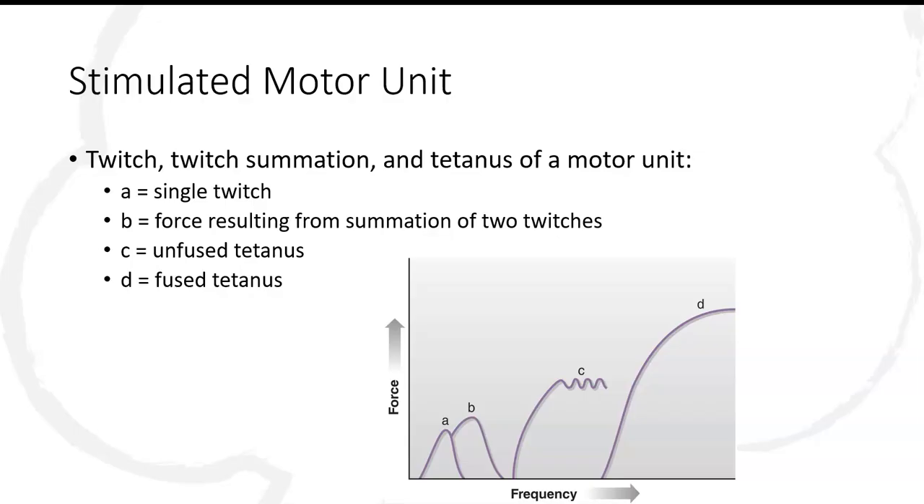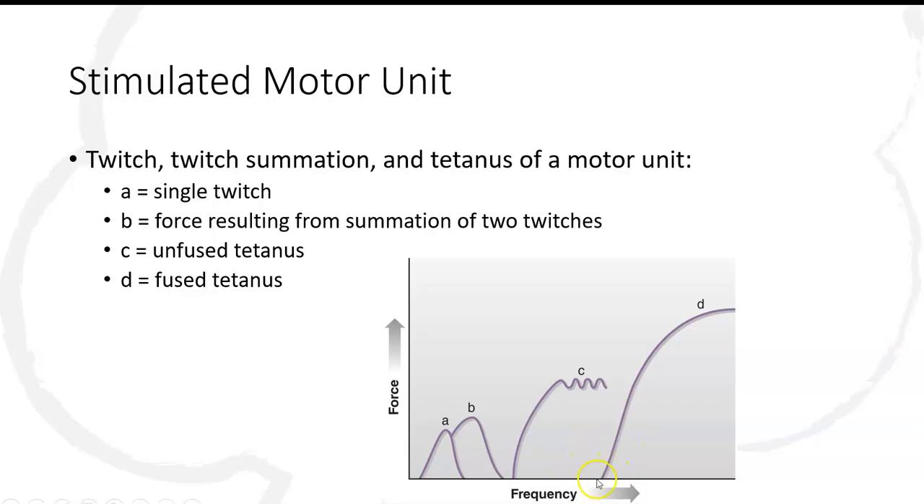You will see a twitch summation and then a tetanus of a motor unit, meaning again we are summating them, firing them more to increase the calcium concentration of the cell. A right here is representative of just a single twitch. B is the force resulting from the summation of two twitches, so two twitches put together. And then C is pretty much what's called unfused tetanus, so we're increasing the amount that motor unit is firing, but not to an extent of complete smooth contraction yet.